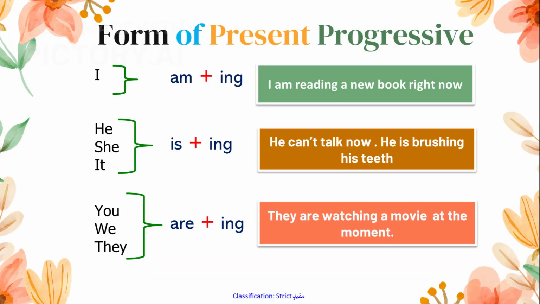Forming the present progressive is straightforward. Combine am, is, or are with the ing form of the verb. This structure helps us describe ongoing actions, like reading a book or watching a movie.